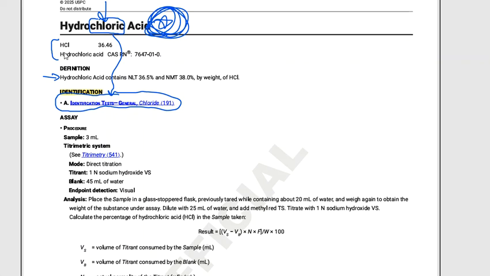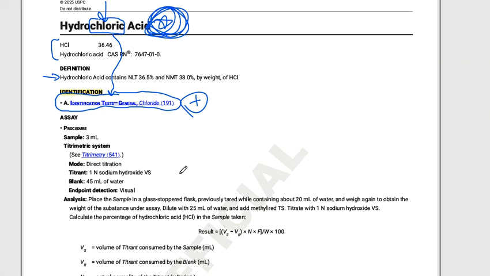And this identification test is going to help me ID that material, and it's going to play off of the chloride part of that molecule. Chloride should be present, which means that I would get a positive test for this particular identification test. It's telling me chloride should be there, chloride should be part of this. That's what the identification test is all about.